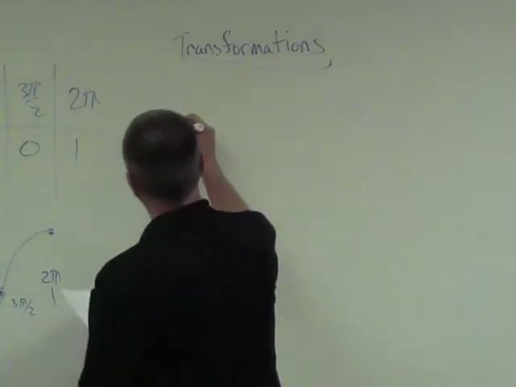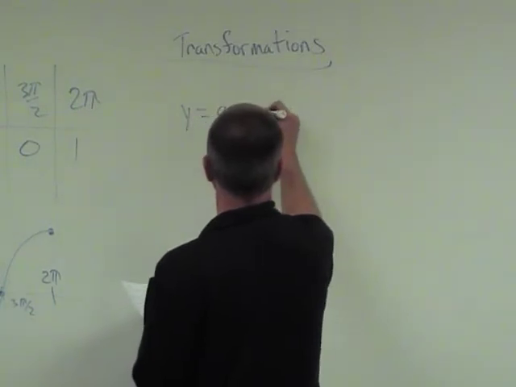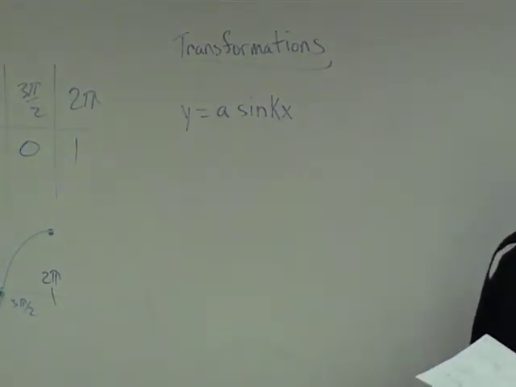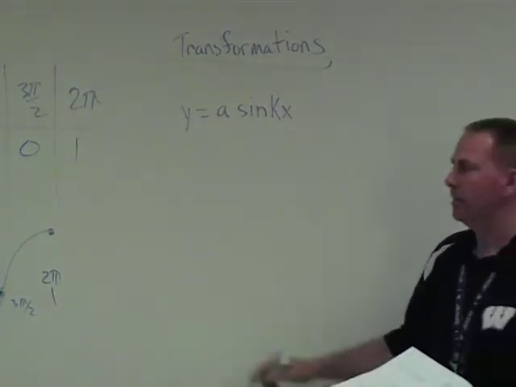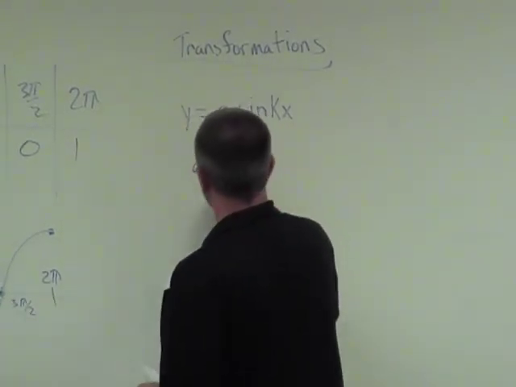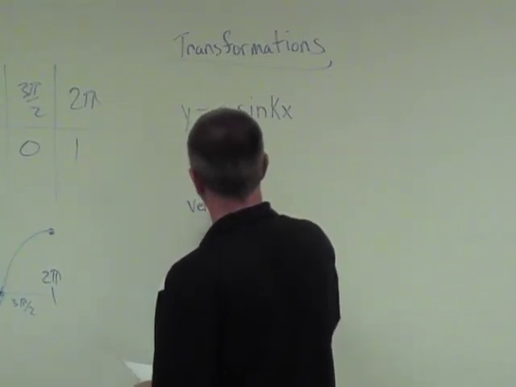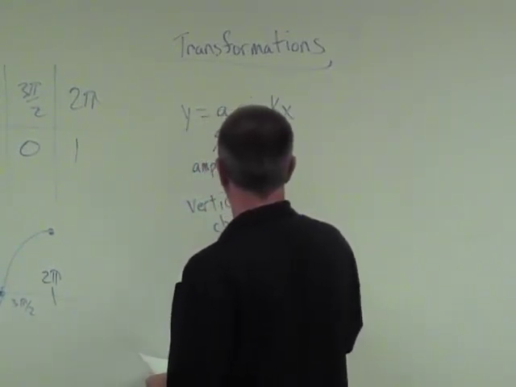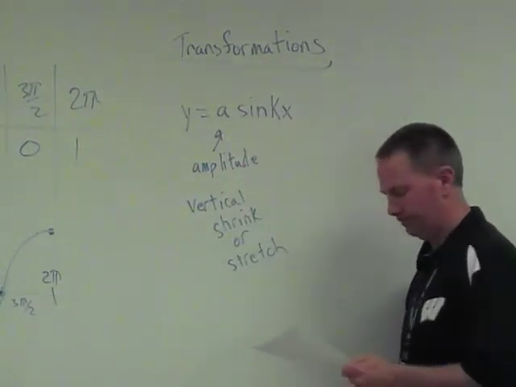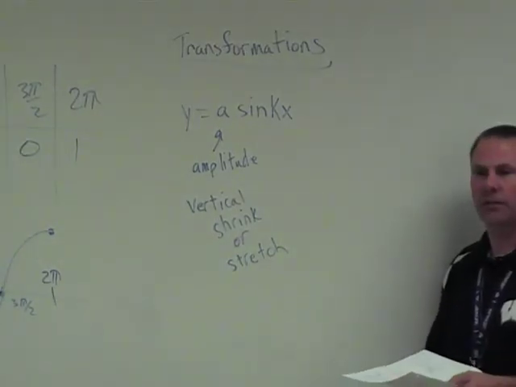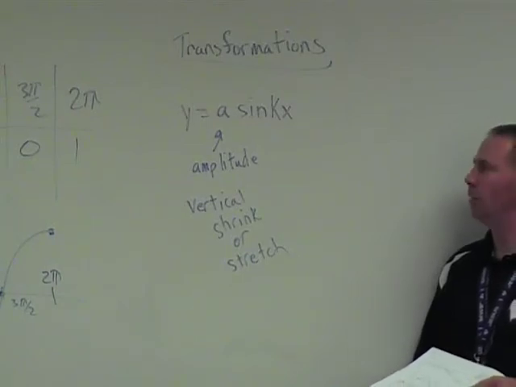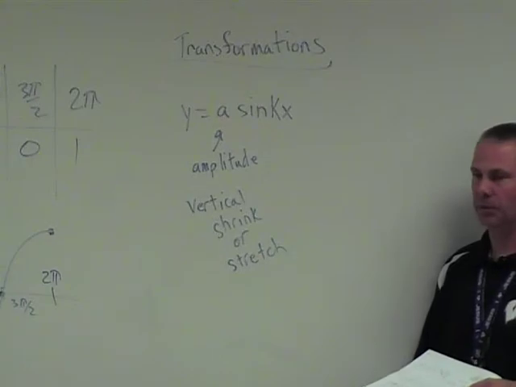Alright, so here's the basic part. Y equals A times the sine of kx. A is what we call the amplitude. It is the vertical shrink or stretch. If it's negative, it flips it upside down. So before we talk about K, let's just talk about the amplitude.